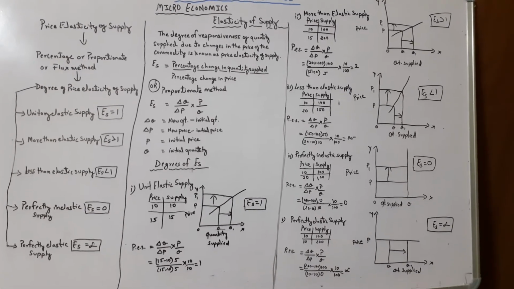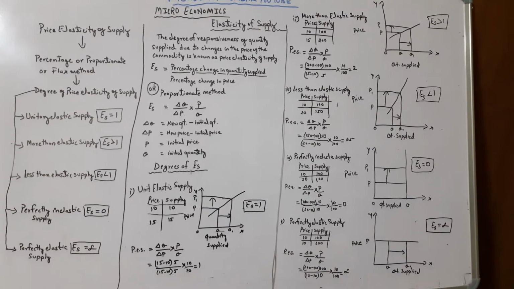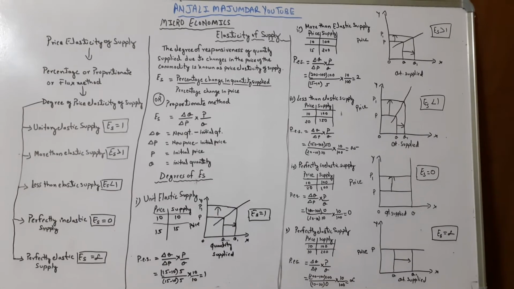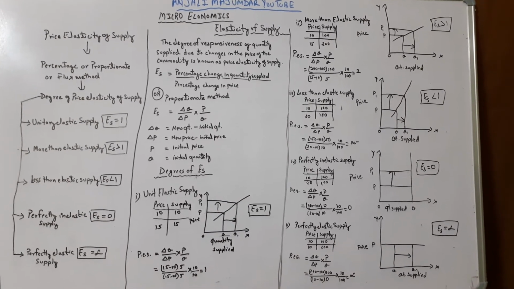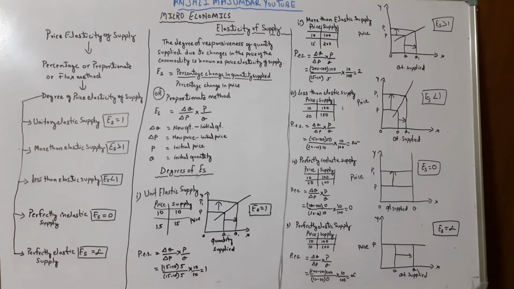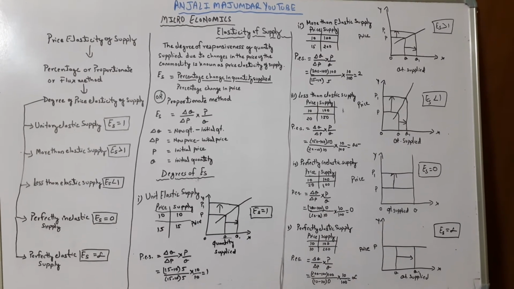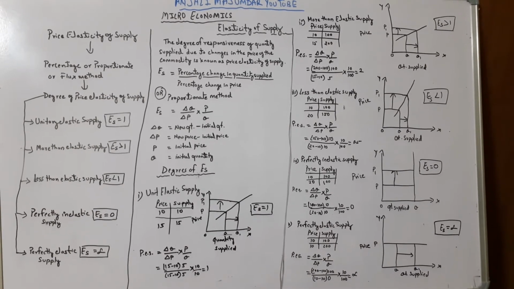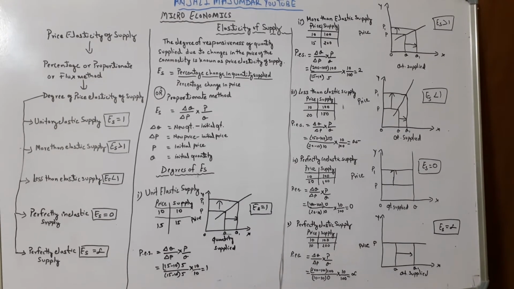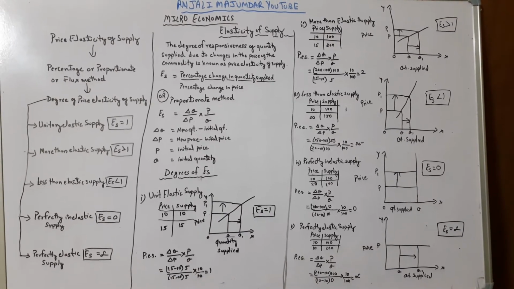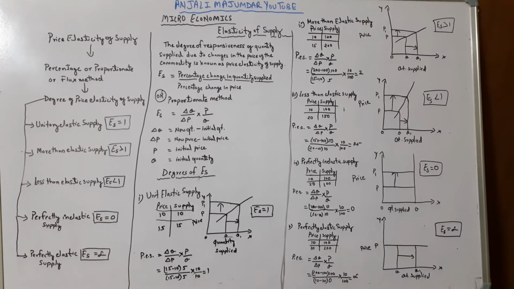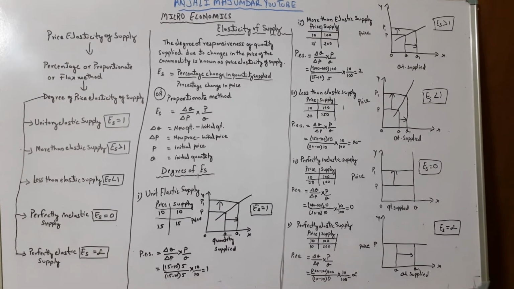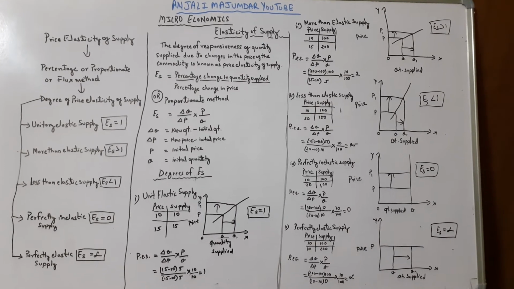Perfectly inelastic supply. When the price is 100, quantity supplied is 100. When price becomes 220, quantity supplied becomes again 100. You see the supply remains unchanged. After applying it into the formula delta Q upon delta P into P upon Q, new quantity minus original quantity, so 100 minus 100 gives you 0, divided by delta P, new price minus original price, 20 minus 10 which is 10, multiplied with original price 10 divided by original quantity 100. After cancelling you will get the value 0.